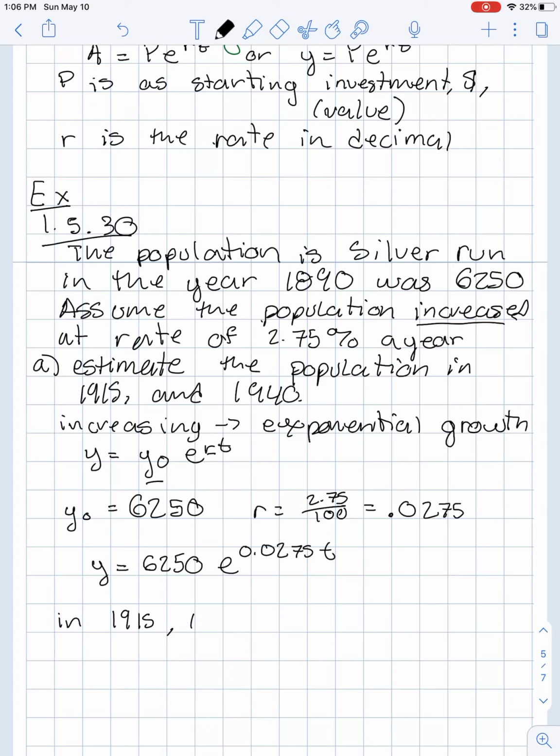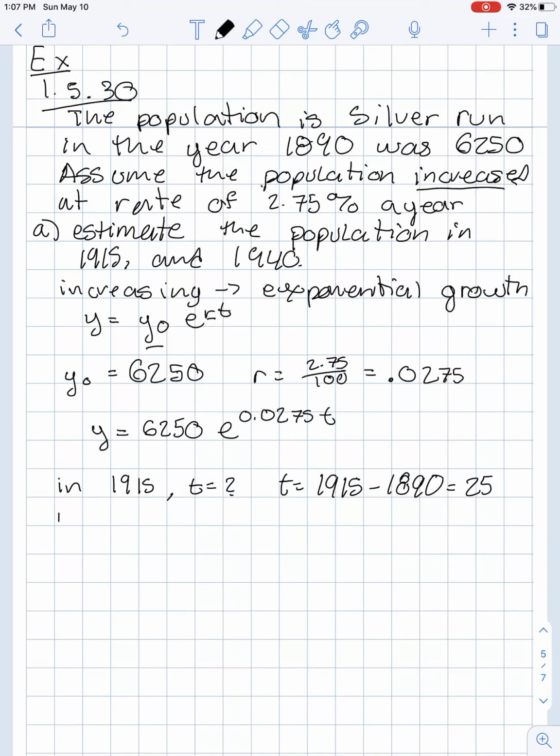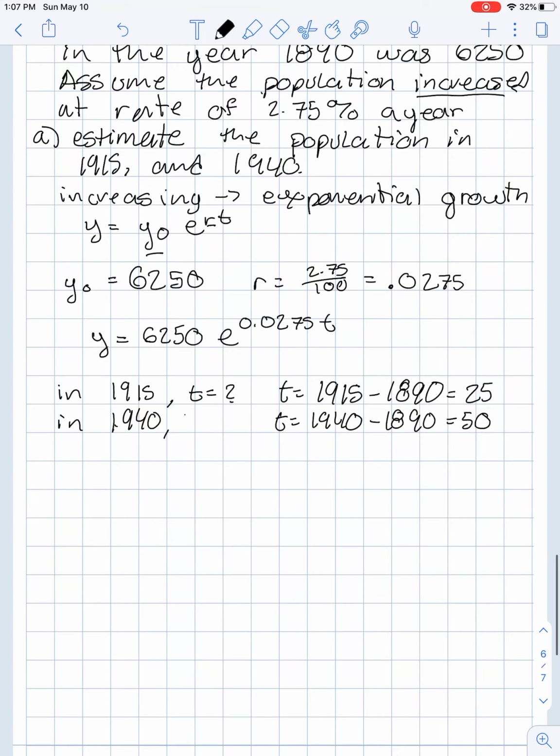So in 1915, what's t? Well, if I made 1890 time 0, t is going to equal 1915 minus 1890, which is 25, right? So we're looking at t equals 25. And in 1940, t will equal 50.